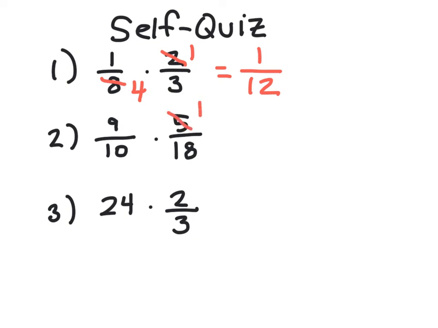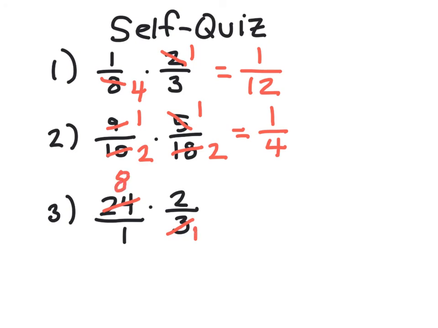5 will cancel into 10 twice. 9 will cancel into 18 twice. And let's multiply. 1 times 1, 2 times 2. For number 3, write 24 over 1. Now let's cancel. 3 goes into 24 8 times, 1 time into itself. And let's multiply. 8 times 2 is 16. 1 times 1 is 1. So 16 over 1, or just 16.